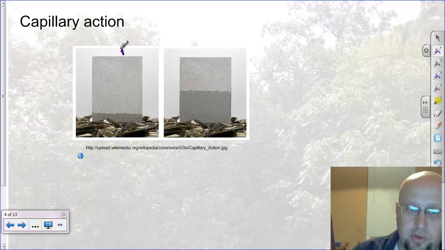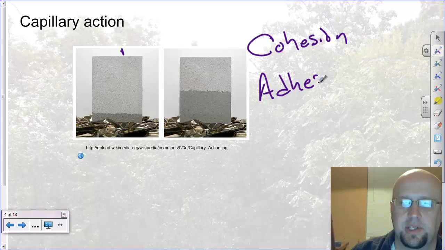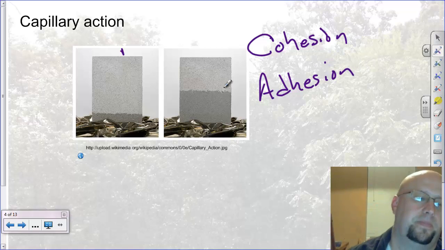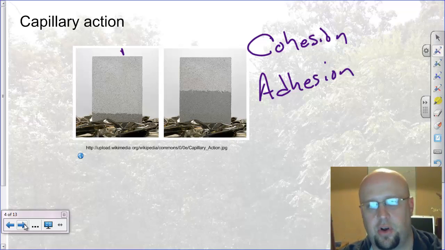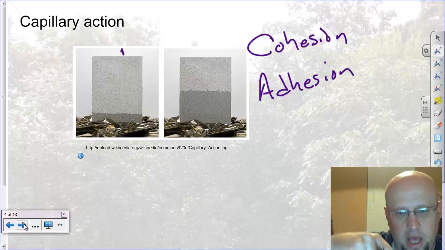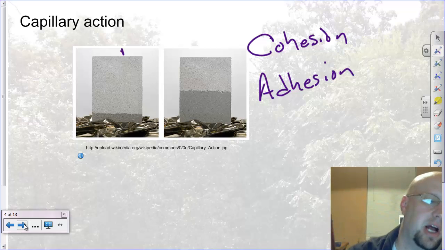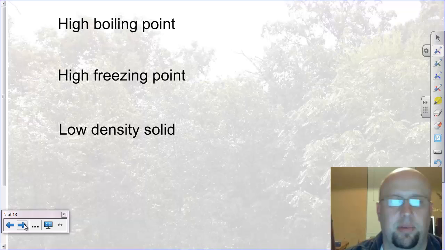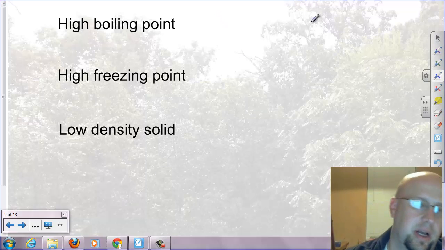So you've got two terms there that are pretty important to us. Cohesion means that they hold together, and adhesion means that they hold on to other things. So capillary action, pretty important. You can see this too if you stick a straw down in a drink. If you look really closely, the liquid level in the straw is actually a little bit higher than the liquid, and that's again because of the capillary action.